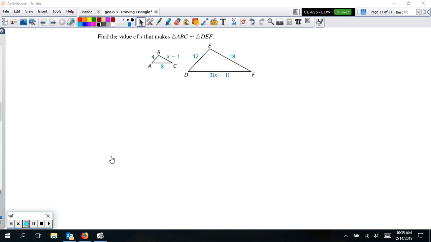Okay, here's another example from the book. We're trying to find the value of x that would make these similar. So we're just going to assume that they are similar and go off corresponding side lengths. And so we can say all the sides are going to be proportional then. So we'd want to get one with x for sure. This is an easier one with x than this one. I may not use this one here, just use this one.